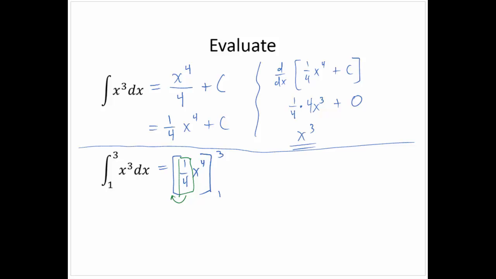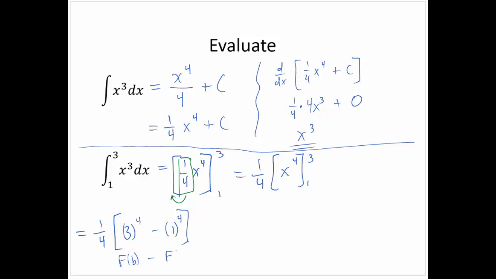And so I can rewrite this as 1/4 and evaluate the x to the 4th from 1 to 3. And so then this becomes 1/4, and I'd have 3 to the 4th minus 1 to the 4th. So there's the f, right? This is the big F of b minus the big F of a. The antiderivative evaluated at b minus the antiderivative evaluated at a.